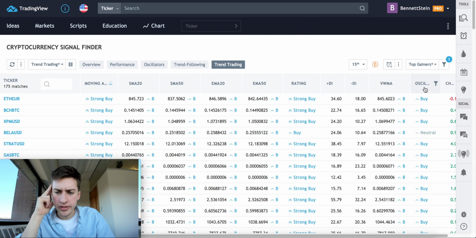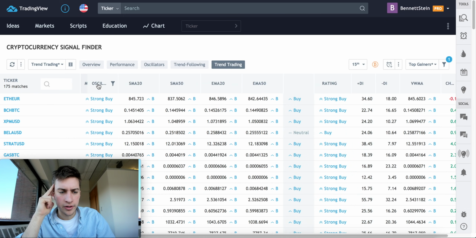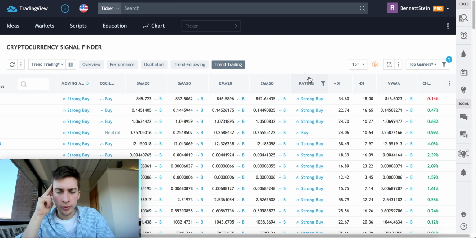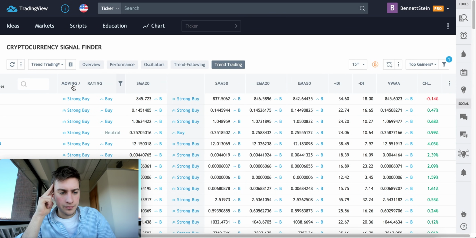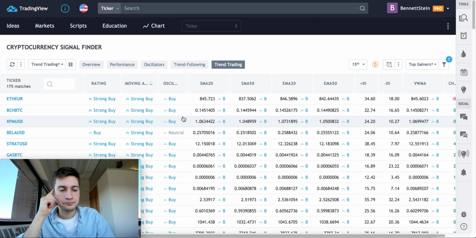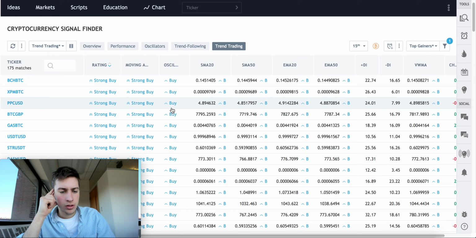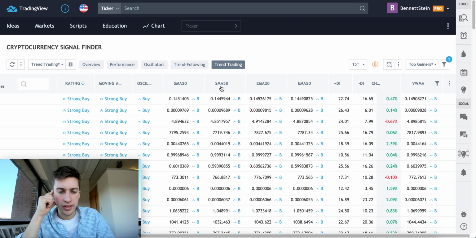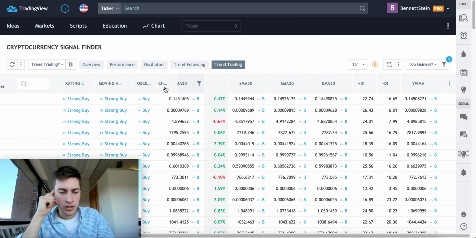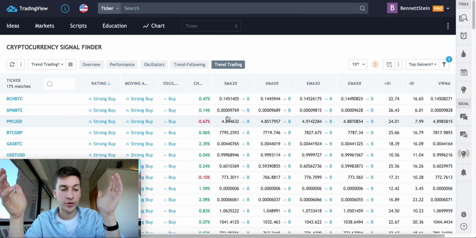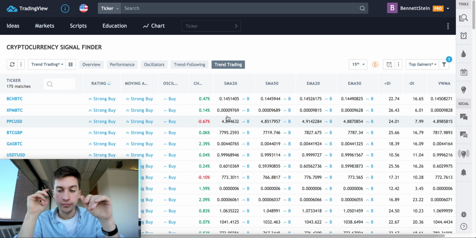Now let's reorganize them. I'm going to put my oscillators rating over here, right next to moving averages, as you can see. Oscillator, moving average. My rating is right here. So this is the overall rating, like I had said. This is the moving average rating, and this is the oscillators rating. So let me just find the strong buys. And this is going to tell me all the strong buys based on all of these here. We have our change percent in the past 15 minutes. And yeah, so we just set up our first cryptocurrency screener. Sweet.